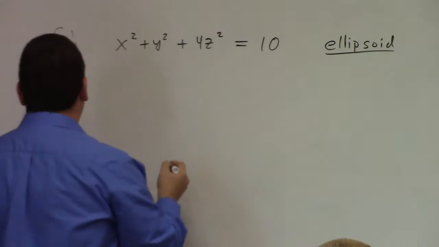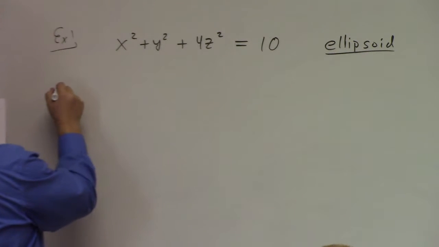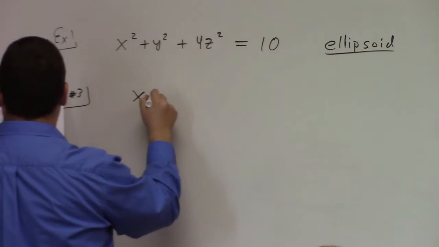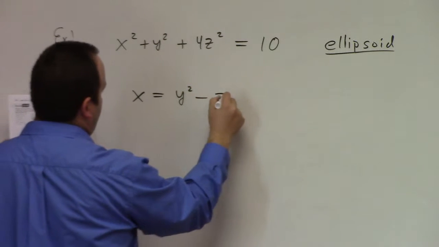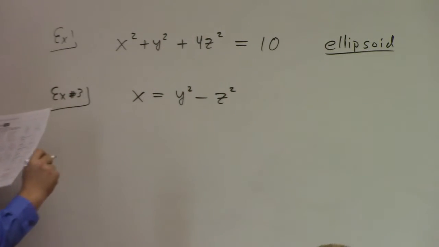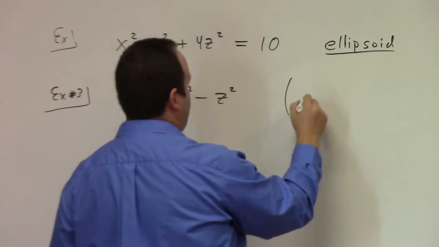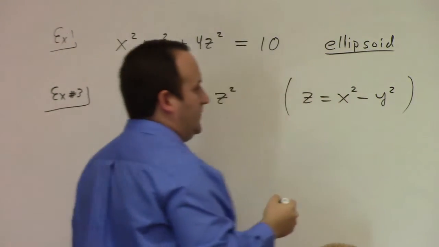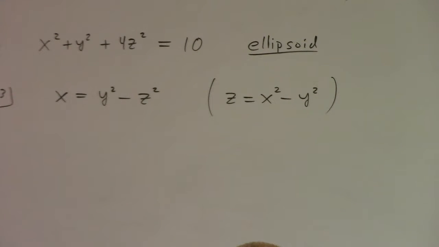Now, let's look at another example. How about number 3? There we've got x is equal to y squared minus z squared. You're not going to find this on the other side, I don't think. This is not the standard version. A lot of times the standard version of this would be something like z is equal to x squared minus y squared. It's like that, with x playing the role of z.